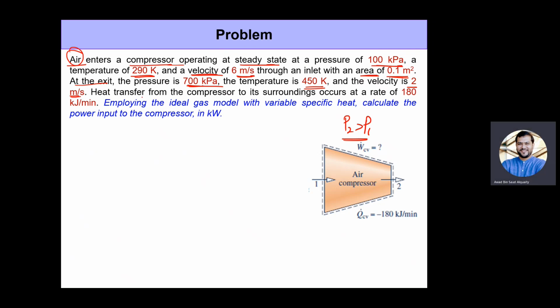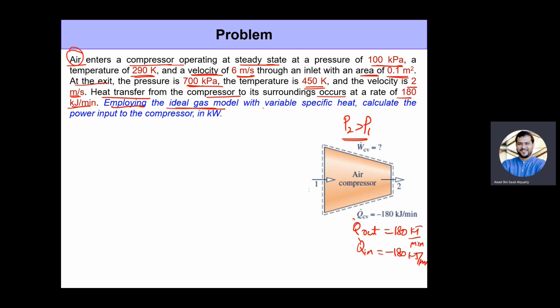Now, heat transfer from the compressor to its surroundings occurs at a rate of 180 kilojoule per minute. So heat Q dot out is 180 kilojoule per minute. It is not negligible. Or you can say that Q dot CV is minus 180 kilojoule per minute, which simply means that Q dot in is minus 180 kilojoule per minute, nothing else. Okay, so this is the information provided to us. Now we need to employ the ideal gas model, so we can treat air as an ideal gas.